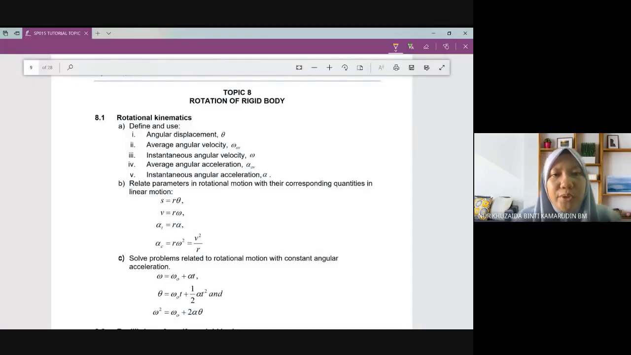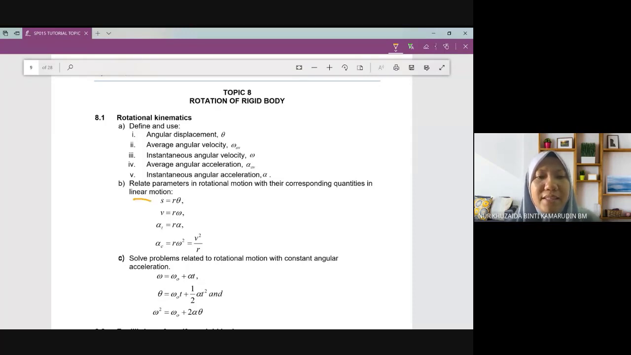Start with 8.1 rotational kinematics. Okay, so basically kita boleh terus compare rotational kinematics dengan linear kinematics. Alright, so sebelum ni kita dah discuss lah the angular displacement is analogous with displacement, angular velocity is analogous with velocity, right? And also the angular acceleration is analogous to the acceleration. Okay, all right, and then we have the relationship between linear and also rotational kinematics.